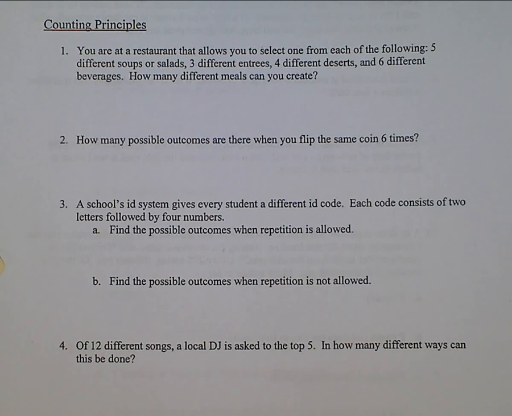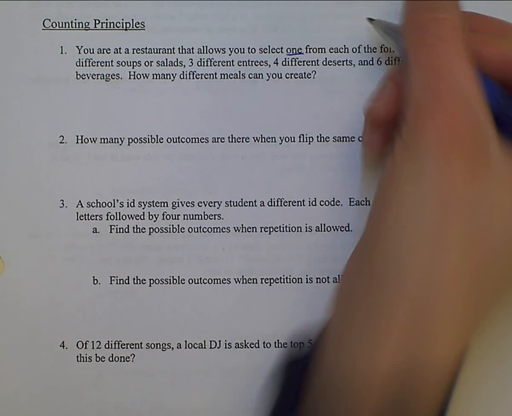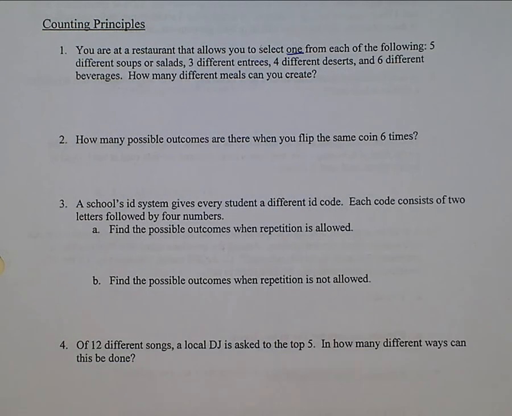Okay, on the unit 2 review, the first set is on our counting principles. So this would be when we multiply, combinations, permutations, factorials. So it says you are at a restaurant, which allows you to select one from each of the following. So it's one from each category, so you're going to multiply your options together.